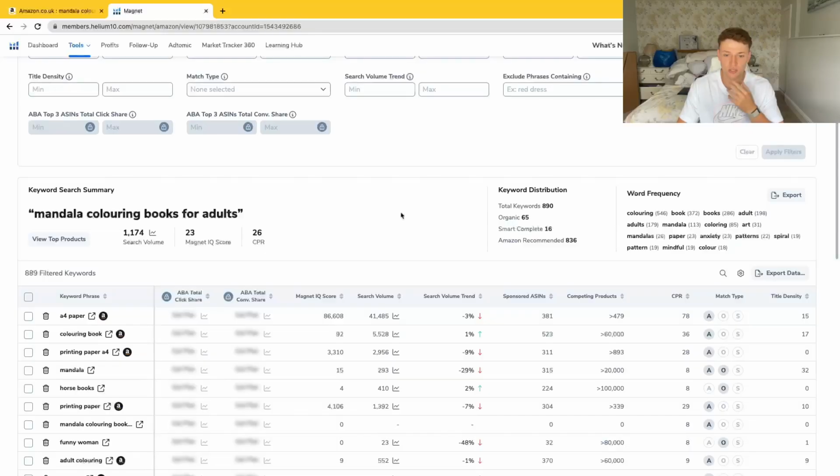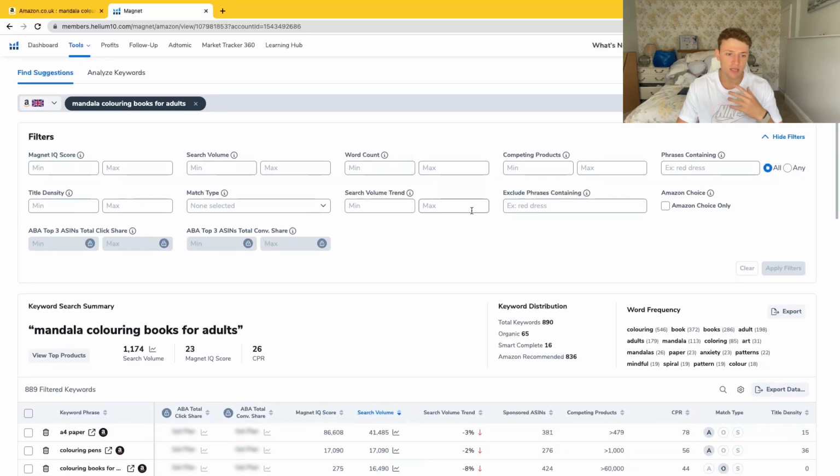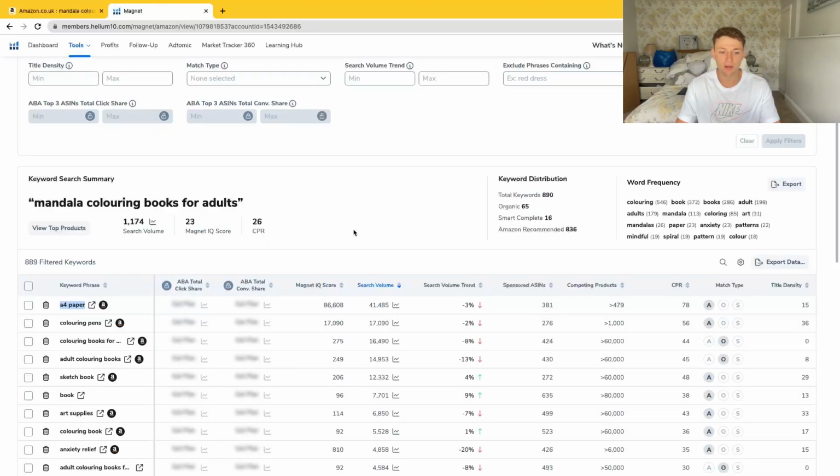What I generally like to do is use this search volume filter. Basically just filter by the most commonly occurring keywords. So a lot of them are going to be unrelated to what our book is. So for example, 41,485 results for the keyword phrase A4 paper. Great. A4 paper is not really anything to do with our book. People who are searching for A4 paper are after paper and not our mandala coloring books. You kind of have to take these with a pinch of salt.